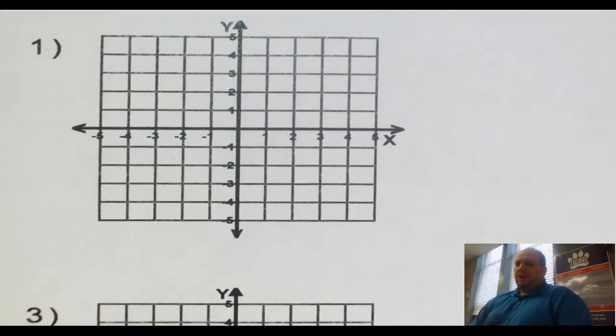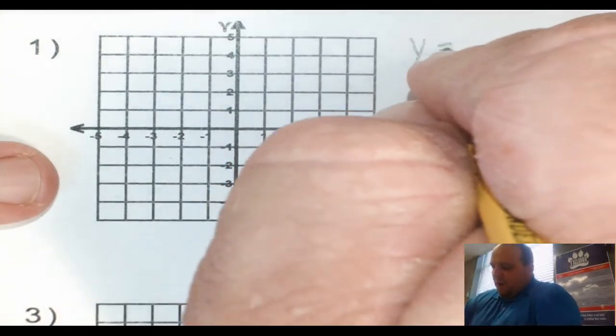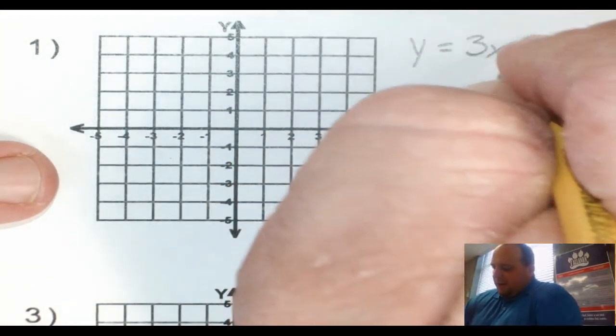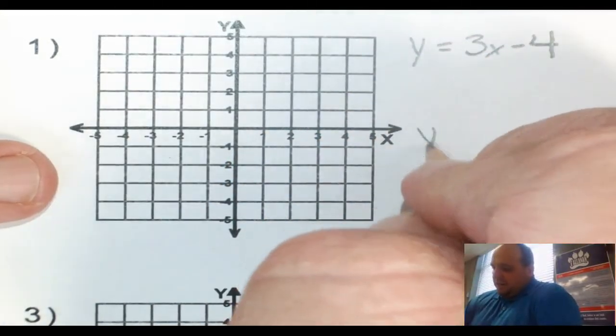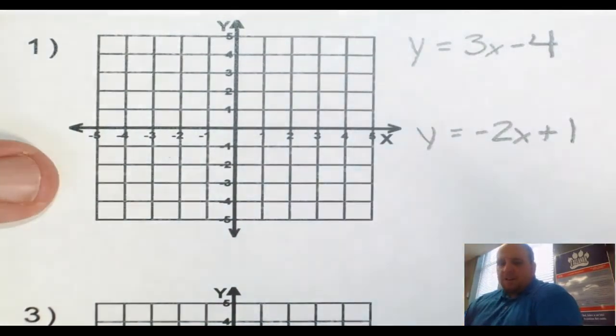All right, what we're going to learn how to do today is this. We're going to learn how to graph two systems of equations and then check for the solution after graphing those two solutions, okay? So I have two equations. The first equation I'm going to graph is y equals 3x minus 4. And then the other equation I have is y equals negative 2x plus 1. And so what I want to see is at what point do these two intersect, if at all they intersect.